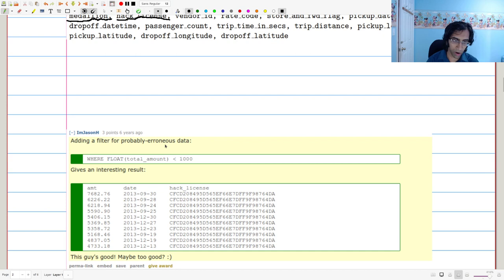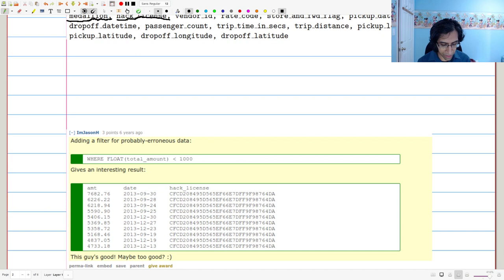There's one specific hack license number which seemed to be rather prolific. Take a look. They made $7,682 on September 30th. But just 2 days before that, they made $6,000, and 4 days before that, they made $6,000, and the day after that, they made $5,600, and so on. So this seems to be a very skilled, very prolific, or very lucky, generously tipped taxi driver. Who is this person, and what are they doing? How do they manage to do it so well?